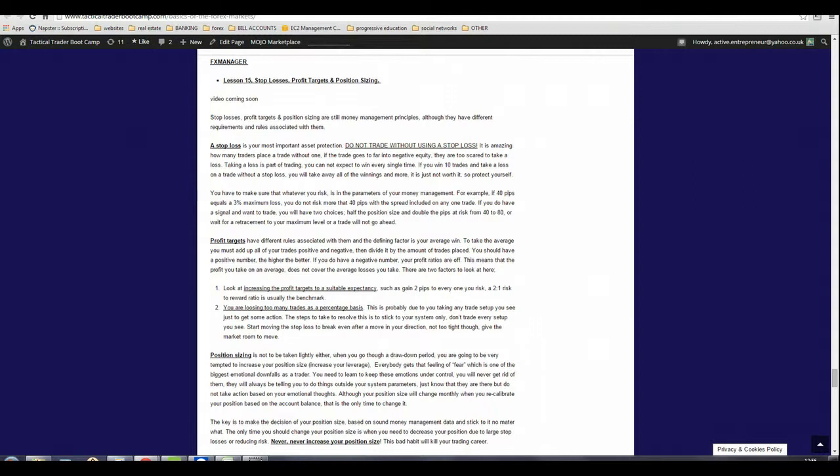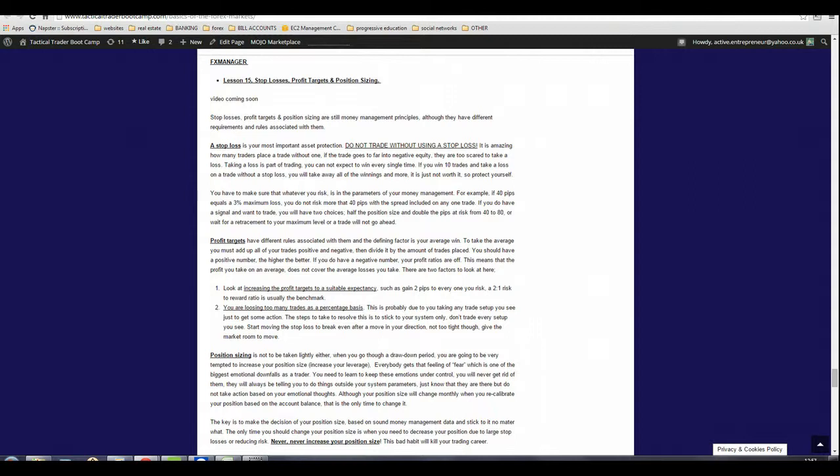So always place your stop losses just beyond the move. We'll talk about that on the charts shortly. You have to make sure that whatever you risk is within the parameters of your money management. For example, if 40 pips equals your 3% maximum loss, these are all defined by your standards, then you do not risk more than 40 pips, with the spread included, on any one trade.